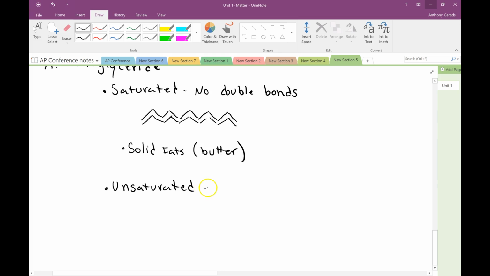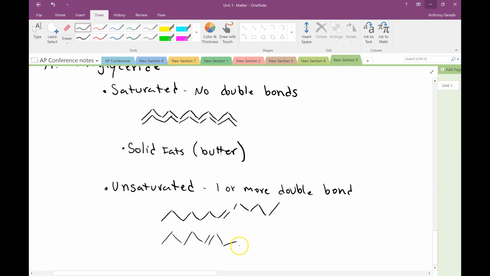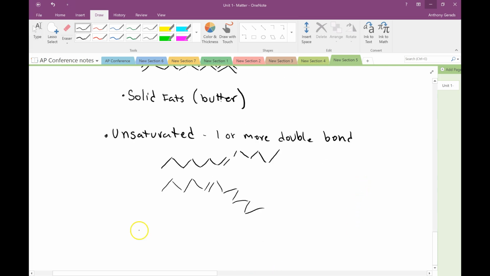And so unsaturated fats have one or more double bonds. And so as I start getting these double bonds, it's going to start messing them up. And they don't sit as flat. And so these aren't solid. These are going to be liquid fats, like oils. And these are your better fats.